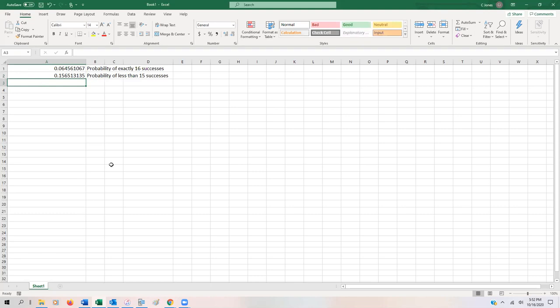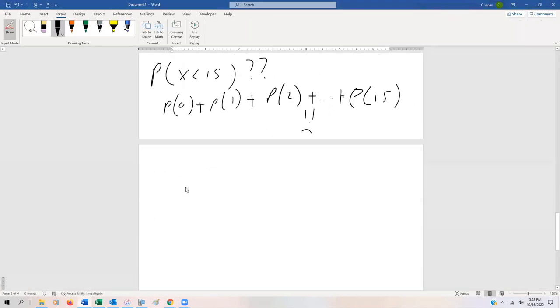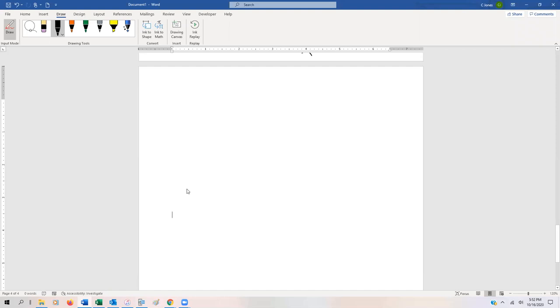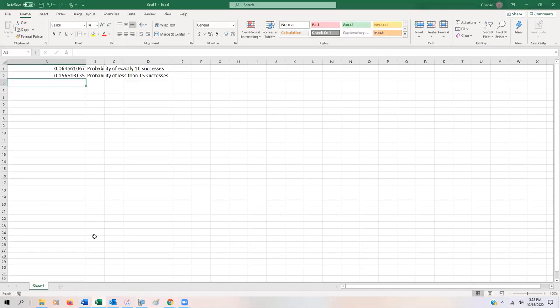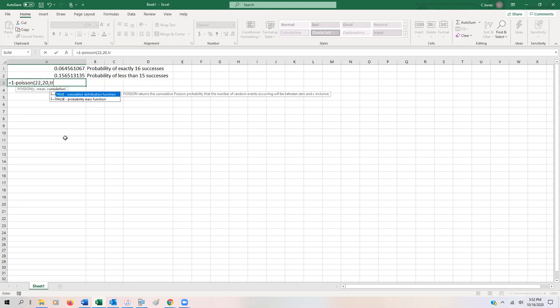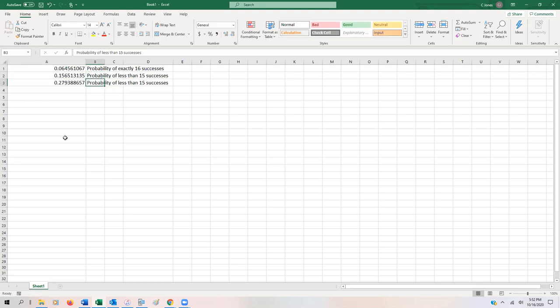Right. We could do the same thing with more than, all right? So let's say for some reason, this time we want more than, let's say, 22 successes. All right, well, if we want that, we're just going to type in 1 minus, just like any other more than. So equals 1 minus Poisson of 22 comma 20 comma true. And of course, we're going to state what that is. That's the probability of more than 22 successes.